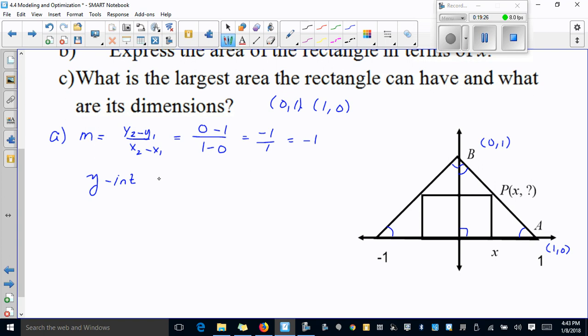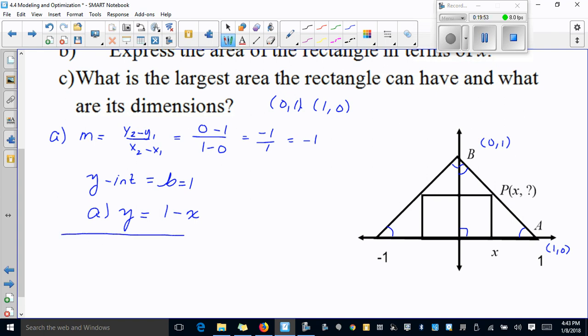My y-intercept, which is b, is 1. You guys, it's right here. So in part A, my y value for that point is 1 minus x. Y-intercept is 1, slope is negative 1, so write it backwards. There. Part A is done.